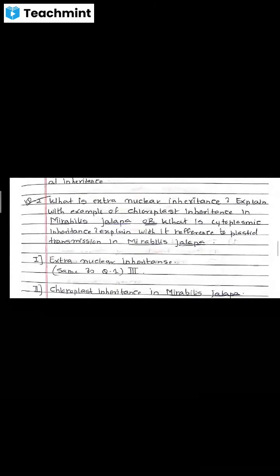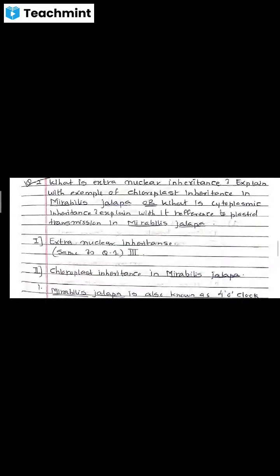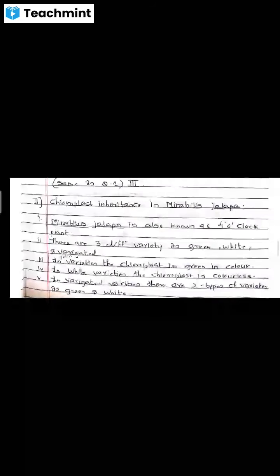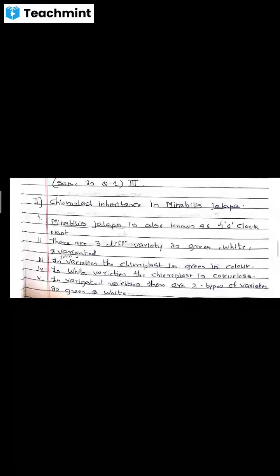Then the next question: what is extra nuclear inheritance, and explain with the example of chloroplast inheritance in Mirabilis jalapa. Or the question may also be asked like: what is cytoplasmic inheritance, explain with reference to plastid transmission in Mirabilis jalapa. So here, first of all, you have to write about extra nuclear inheritance from the same question one. Then let's discuss Mirabilis jalapa. It is the one plant in which we have to see chloroplast inheritance. This plant is also called the 4 o'clock plant.